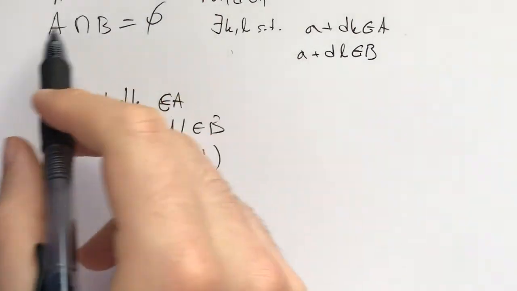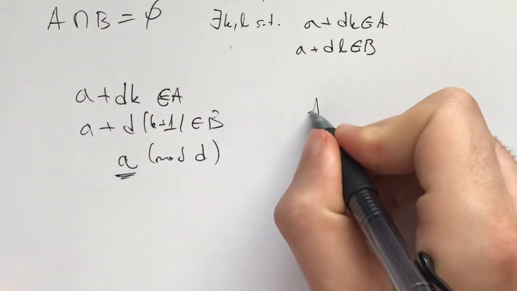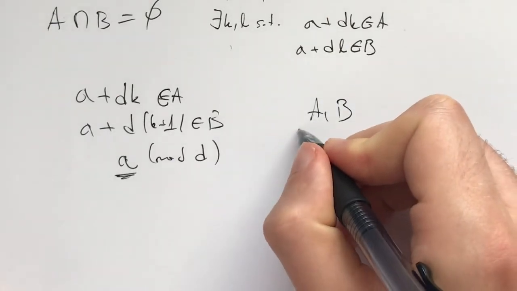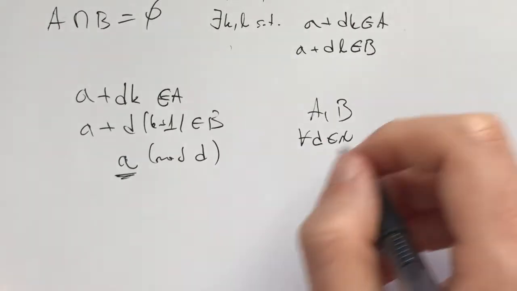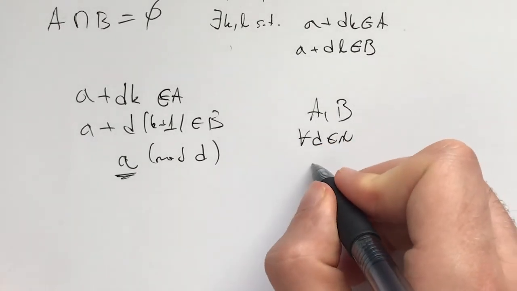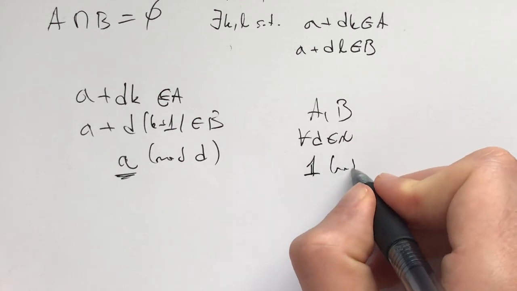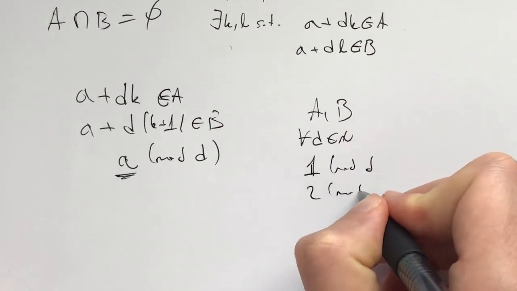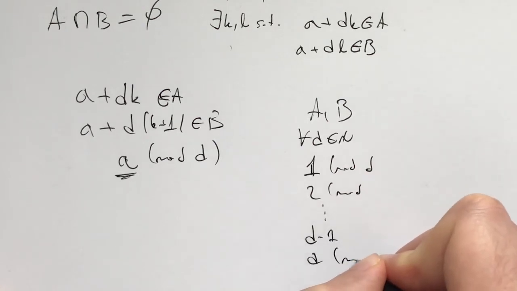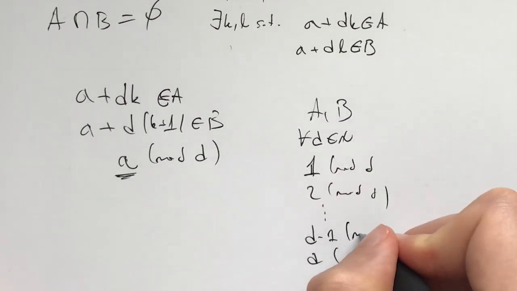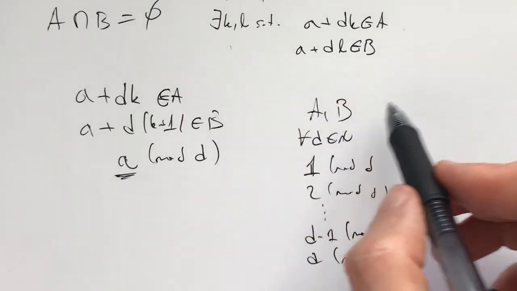So in other words, if such an A and B exist, this means that for every integer d, both A and B have infinitely many elements which are congruent to 1 mod d, 2 modulo d, all the way till d minus 1 and d modulo d, for every single d. So this is a thing that needs to hold for both A and B.